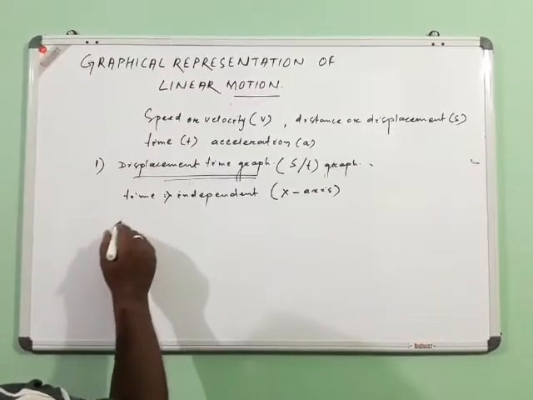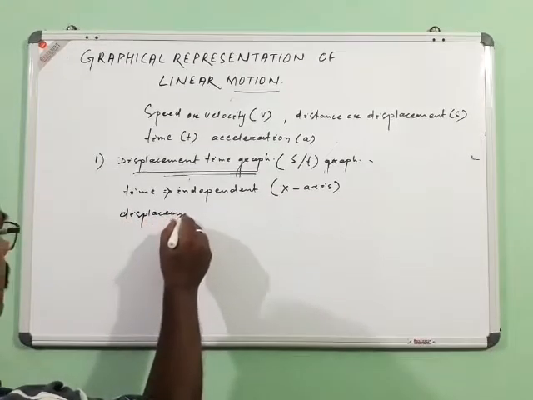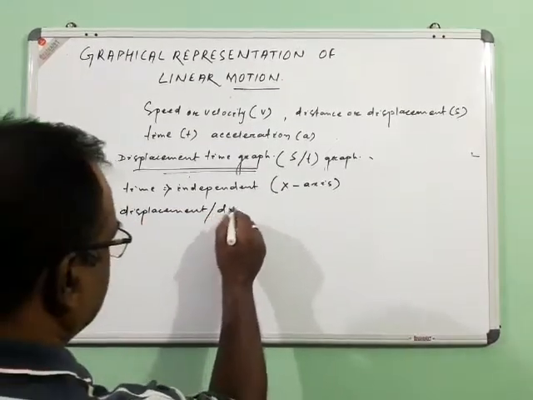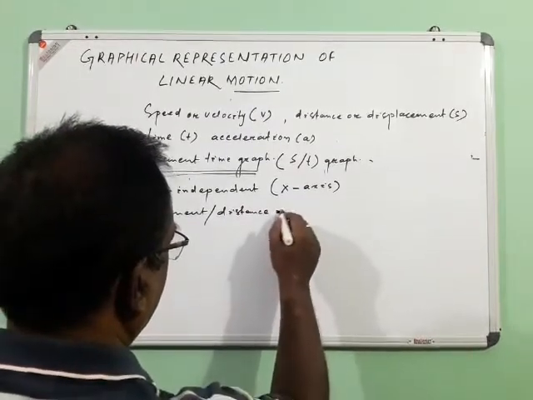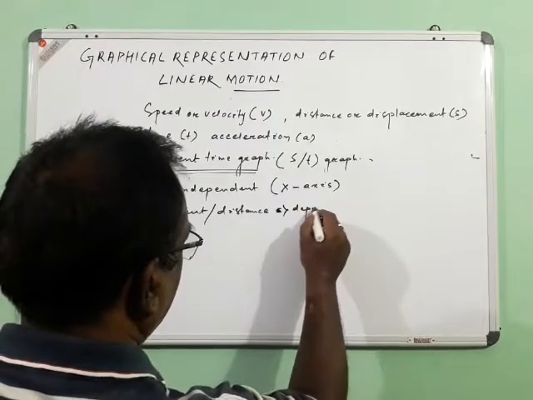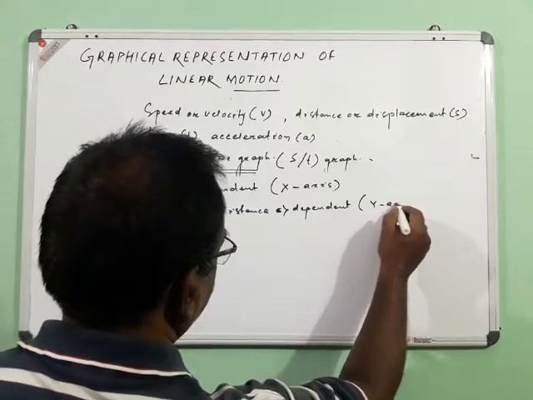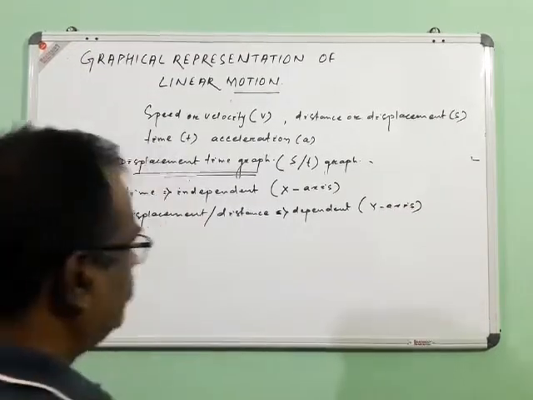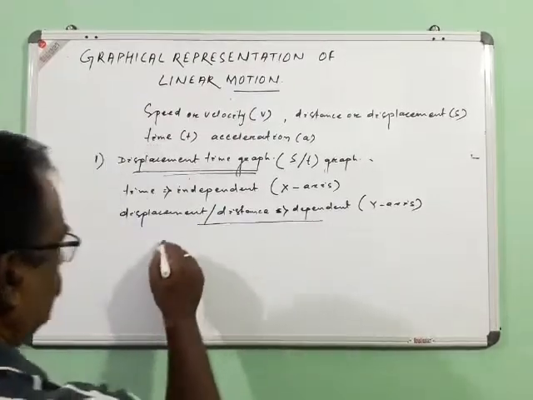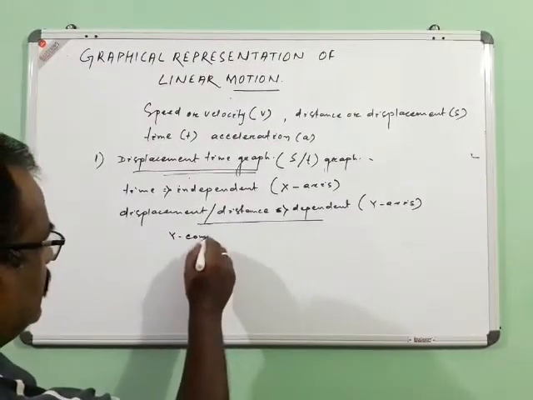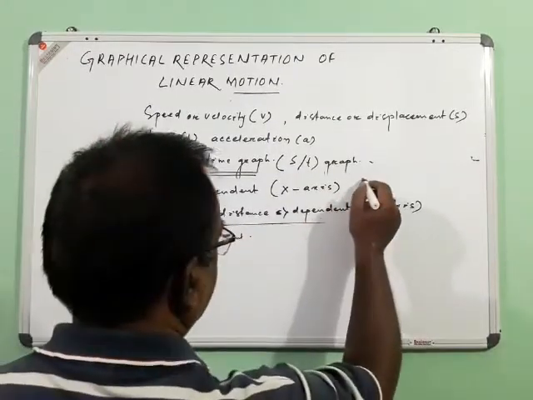Similarly, distance or displacement is the dependent variable, and therefore it has to be represented on the y-axis. In other words, we can say that distance or displacement indicates the y component, whereas time indicates the x component.